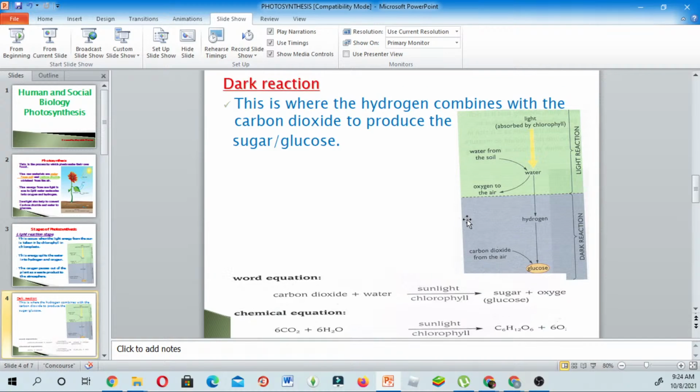Right, so as to what takes place in the dark reaction stage, they are saying that this is where the hydrogen combines with the carbon dioxide to produce sugar, or if you want to say glucose. So in the dark reaction stage, you will see hydrogen there on the image, and then you're seeing the carbon dioxide, which shows that it actually comes from the air or the atmosphere.